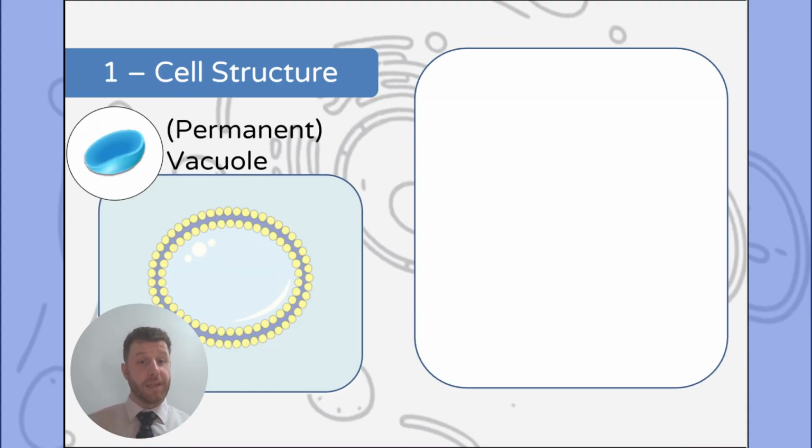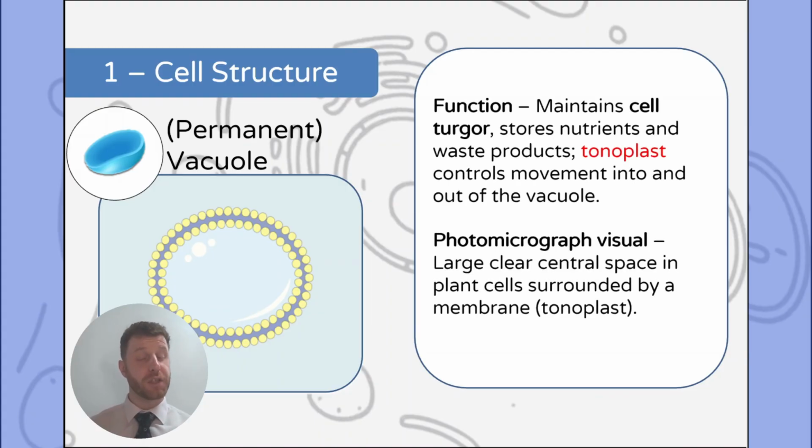And then last but not least, we have our vacuole. Again, you probably remember this one from IGCSE. The vacuole's job is to store cell sap. So that's nutrients, water, different products and waste products. But its actual function is to maintain cell turgor.